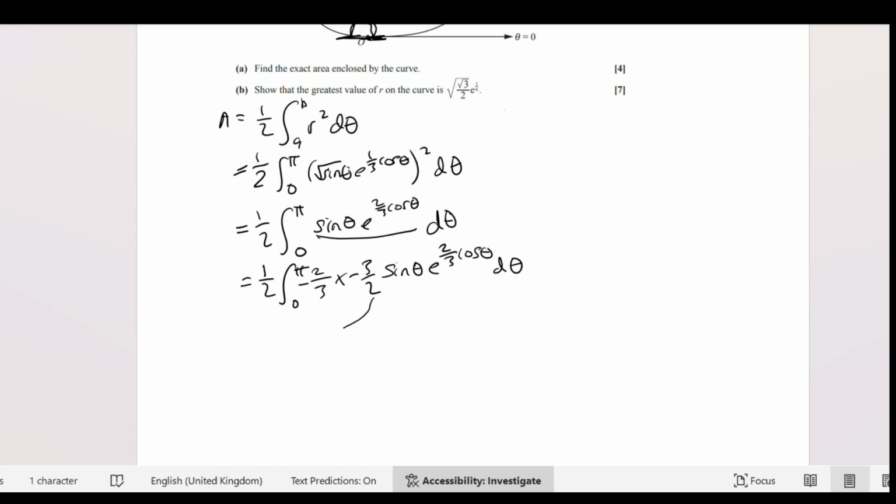All we have to do is take this negative 3/2 and take it outside of the integral. That will give us negative 3/4, the integral between pi and 0 of negative 2/3 sine theta, e to the 2/3 cos theta, with respect to theta.